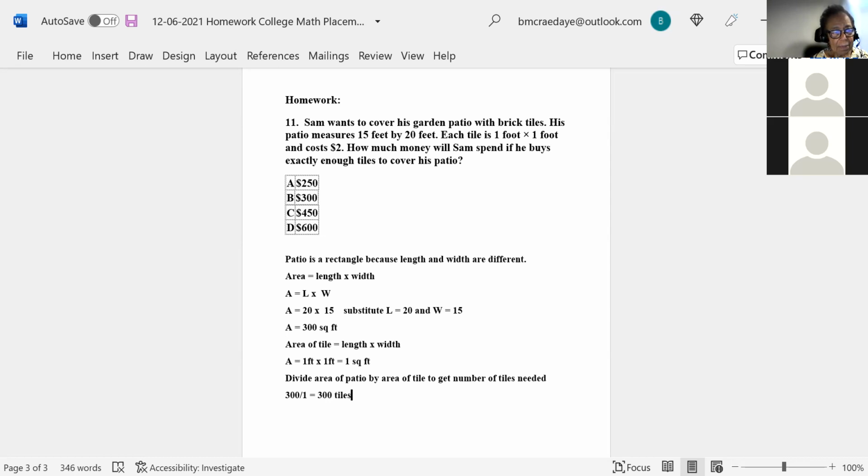300 and each task costs $2. Yes. So 2 times 3, 6. That's right. Very good. That's $600. So if you have 300 tiles to cover the patio, the cost of the tiles would be 300 times the cost of 1 tile.